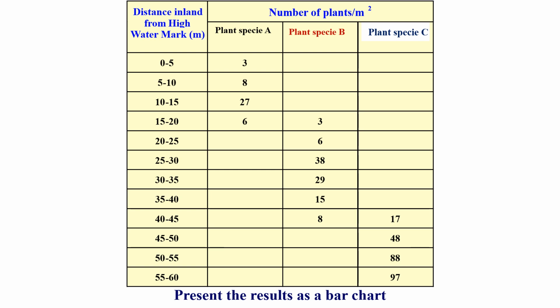Then plant species C starts to appear 40 to 45 meters away from the high water mark, and the highest number of this species is at 60 meters away from the high water mark. This tells us that this species is not present in the first part of the area, and as we go away from the high water mark, the number of plants for species C is increasing.